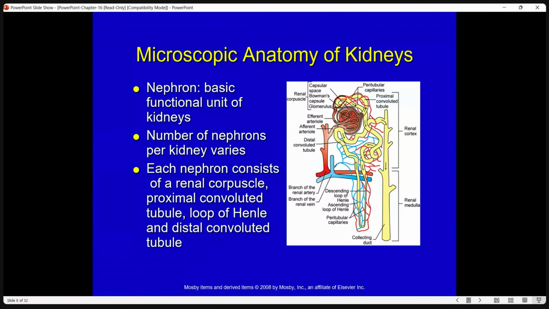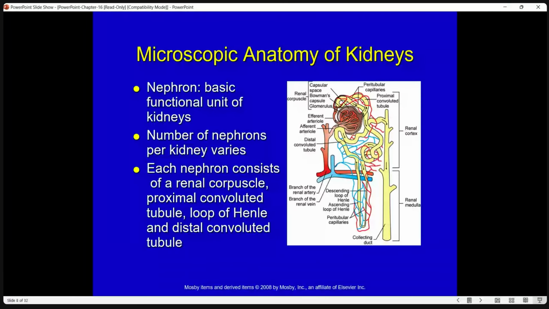This is the microscopic anatomy of the kidney, where in the kidney we have nephrons. A nephron is just a basic functional unit of the kidney, like one cell of the kidney. The kidney has a lot of nephrons, from which the process of ultrafiltration takes place. This is the process of filtering waste, and also reabsorption and all that.